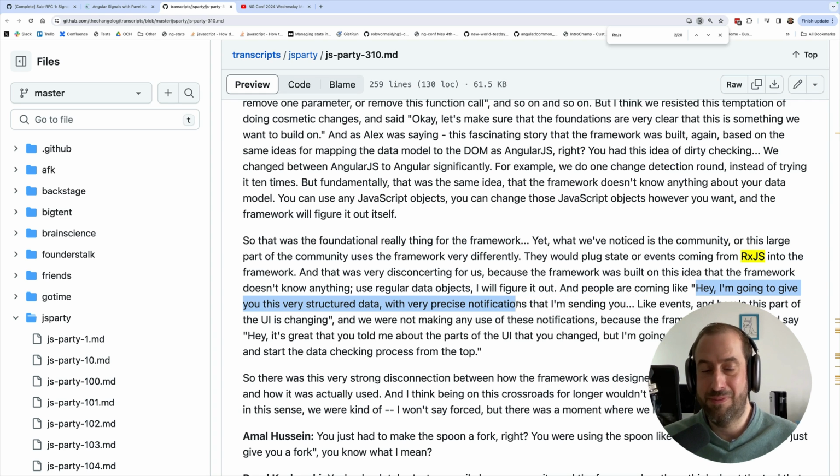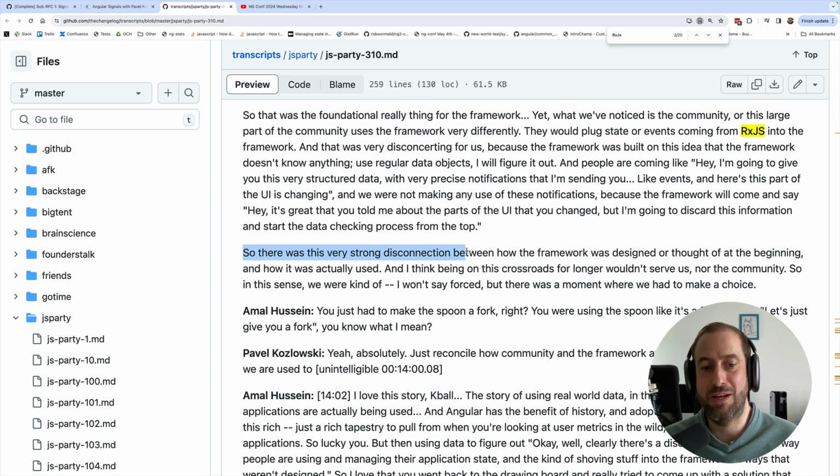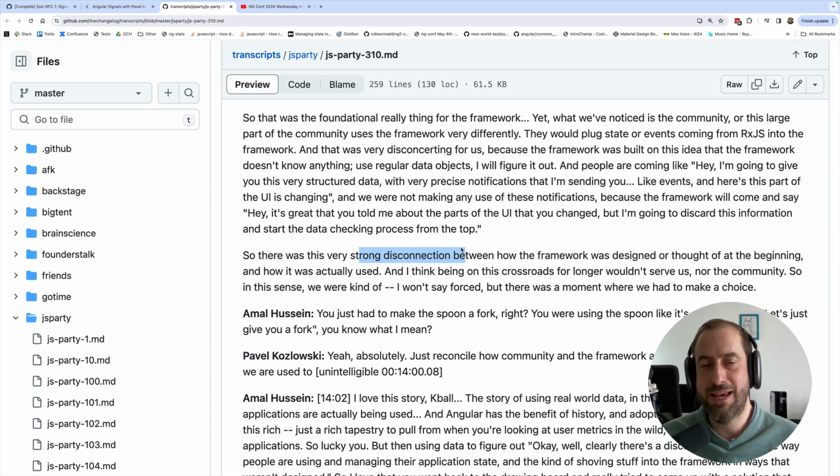And so the way that the framework was being used and the way that it was designed mostly in its original form to be used was quite different. So here is the critical part. There was this very strong disconnection between how the framework was designed or thought of at the beginning and how the framework was actually being used.